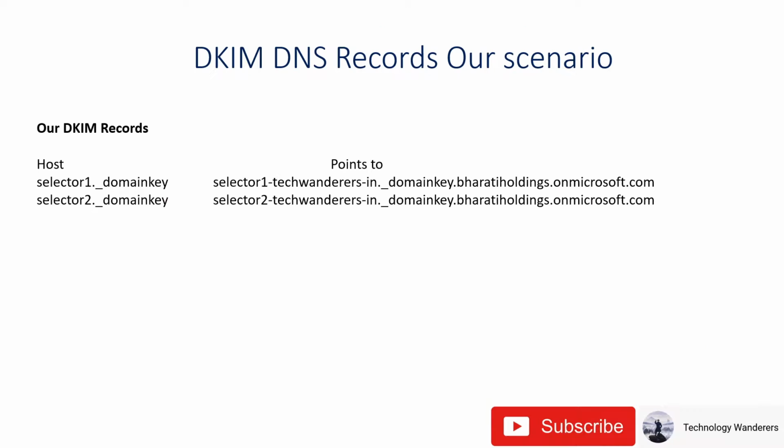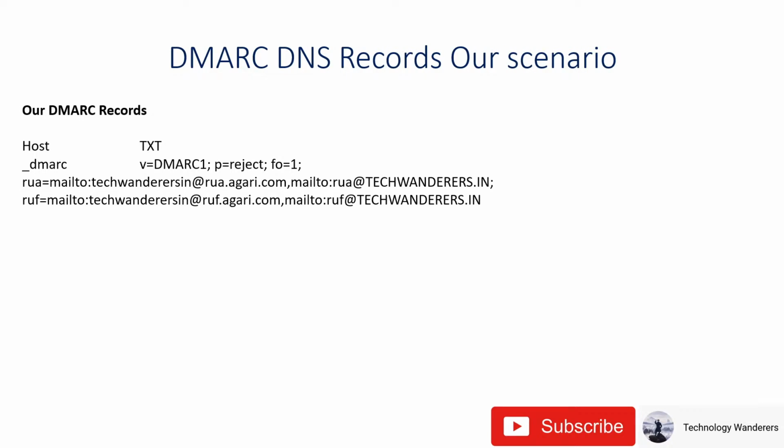These are the DKIM keys generated by our Office 365, we need to add them in our GoDaddy DNS. The third record is our DMARC DNS record. It has a policy of reject, it has forensic reporting enabled, and it will be sending all our reports to these RUA and RUF mailboxes. We will let you know what RUA and RUF are.